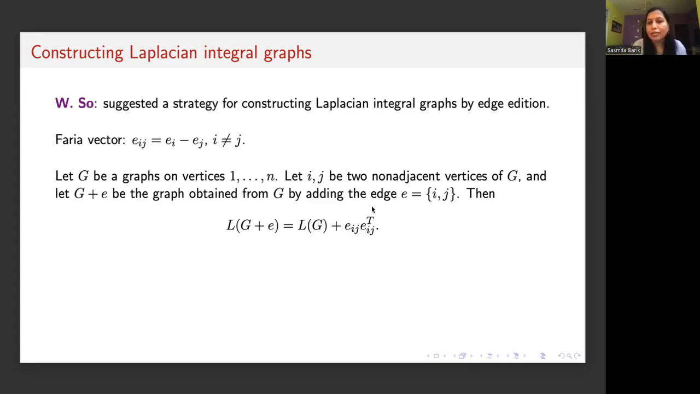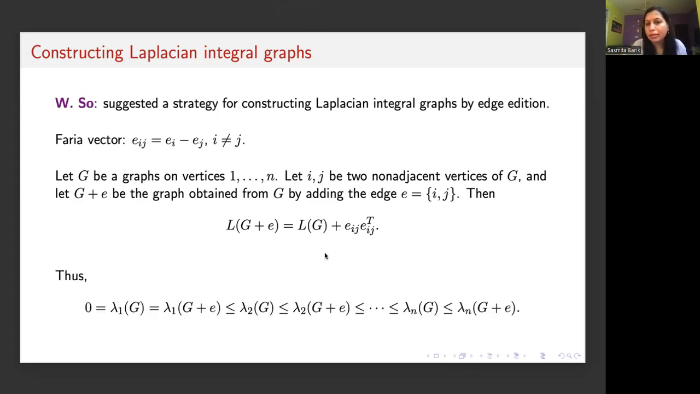And look, this matrix is written as some vector times its transpose. So this is a positive semi-definite matrix you are adding, and a rank 1 matrix. Then by the interlacing theorem, which I think you have read already, your eigenvalues will increase. The smallest eigenvalue lambda 1 is obviously 0, and for the new graph also it will be 0. Here the equality will hold.